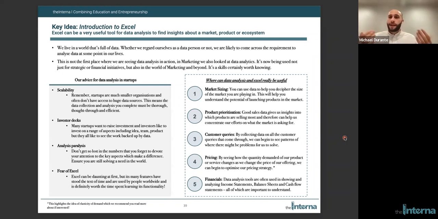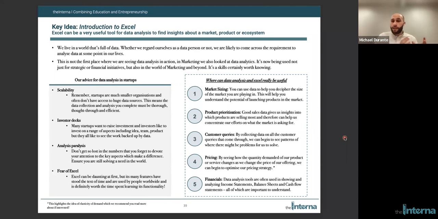So depending on what you're looking to get out of Excel, I think that some of the key advice that I'd say take away here, number one is scalability. So smaller organizations don't necessarily have access to lots or essentially reams and reams of data, but you want to make sure that your analysis is still thorough.